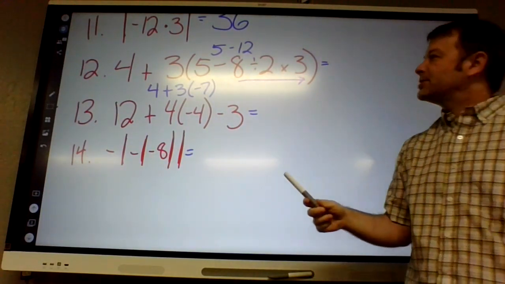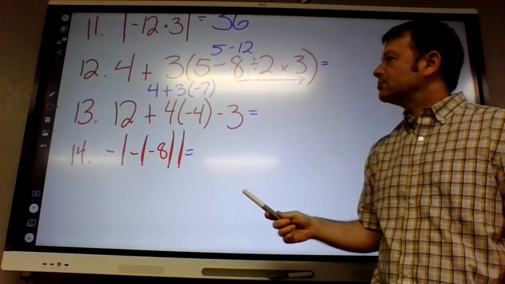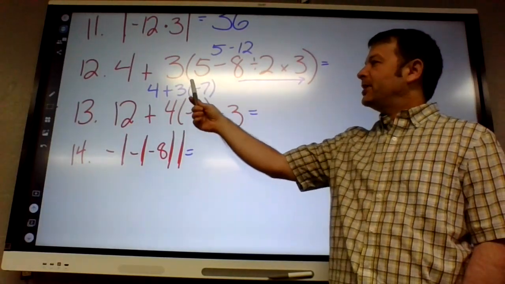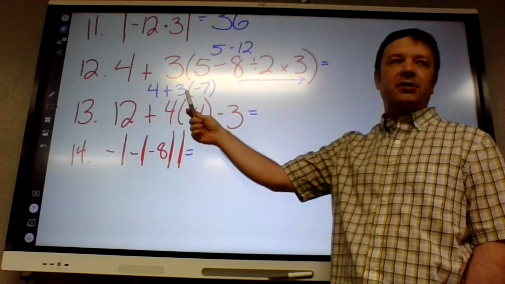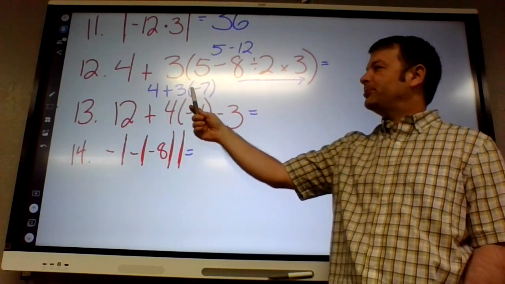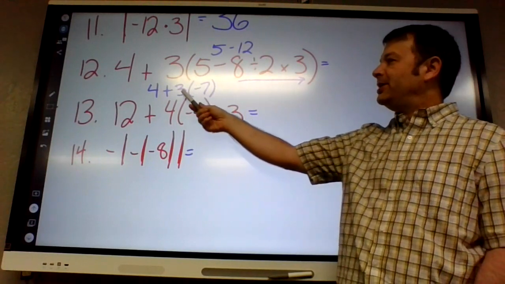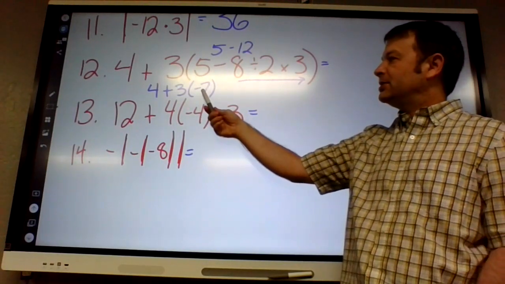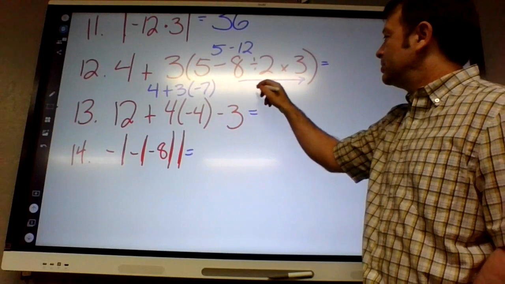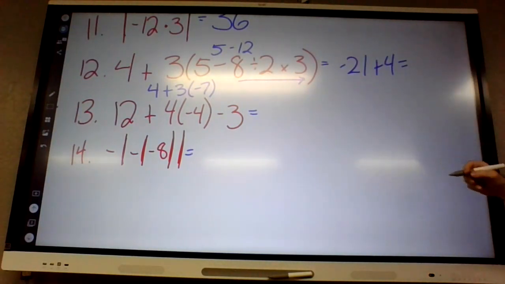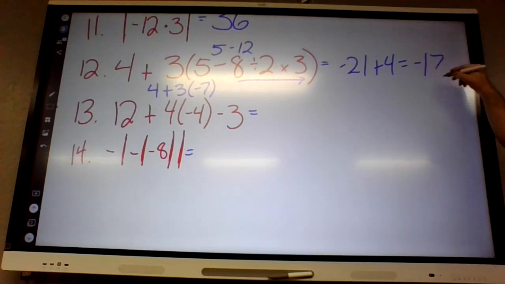Atticus, what should we do next? What does this mean right here when it's right next to each other like that? Multiply. So does multiply or add come first? Multiply. So 3 times -7 is -21 plus 4. Order of addition doesn't matter. -17.